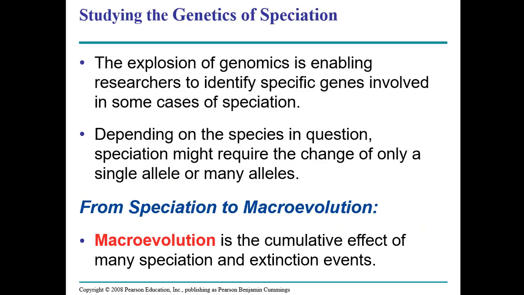Okay, so the explosion of genomics is enabling researchers to identify specific genes involved in some cases of speciation. So, depending on the species in question, speciation might require a change of only a single allele. Pwedeng single allele. Halimbawa, yung brown hair, it becomes another color throughout the time kasi single allele siya. Or it can be many alleles. Okay, so not only brown hair, for example. Okay, from speciation to macroevolution. Macroevolution is the cumulative effect of many speciation and extinction events. So that's for macro. Higher level na siya ng evolution.